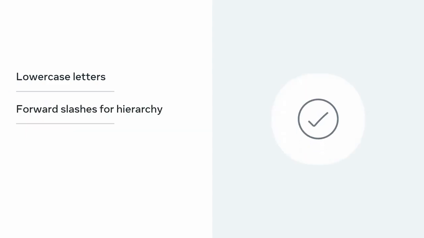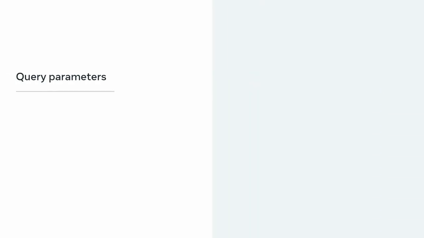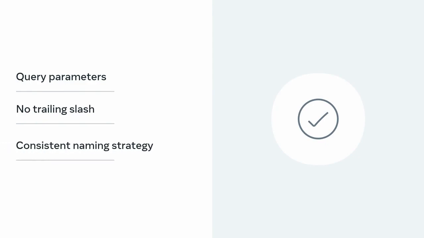Use lowercase URI formatting. Indicate hierarchical relationships with a /. Use nouns for resource names. Avoid file name extensions. Furthermore, use query parameters for data types and don't use a trailing slash. Finally, always follow a consistent naming strategy and standard API naming conventions.